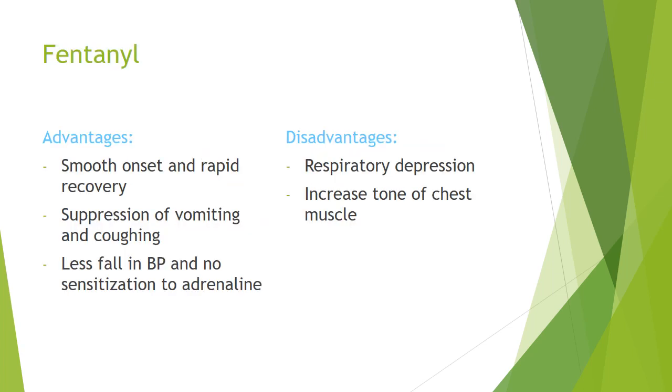Now, the advantages and disadvantages of fentanyl. Advantages of fentanyl include smooth onset and rapid recovery. It suppresses vomiting and coughing. There is less fall in blood pressure and no sensitization to adrenaline with the use of fentanyl. Disadvantage is that it can cause respiratory depression. It increases the tone of chest muscle.